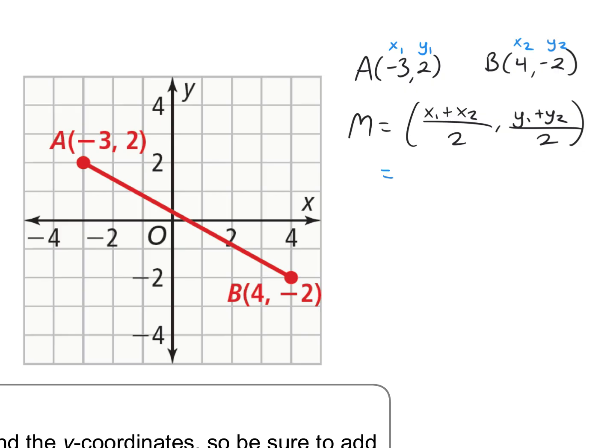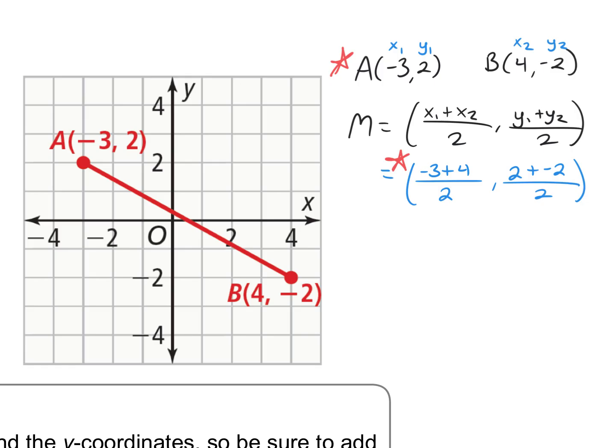Now that I have it labeled, it's easier for me to plug it into the formula. Following the formula, what's x1? -3. -3 plus 4, since x2 is 4, divided by 2. What's y1? 2. 2 plus -2, since y2 is -2, divided by 2. The biggest thing I want to see when you do these problems is the labeling and how you plugged it in. If you want to do the rest in one step, that's fine. I'm going to keep going in separate steps. Do we have to label it? Yes. I'll explain in a second what I mean by label.